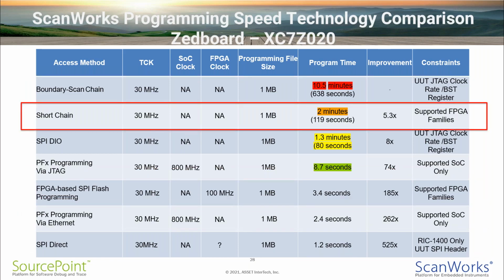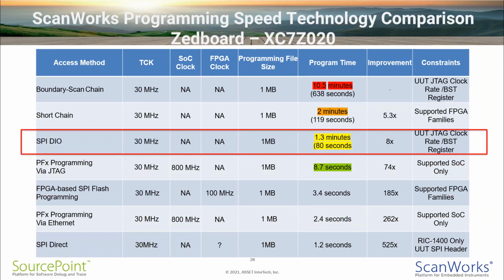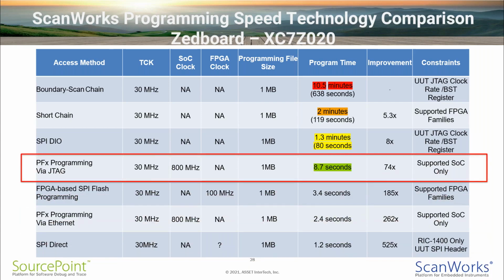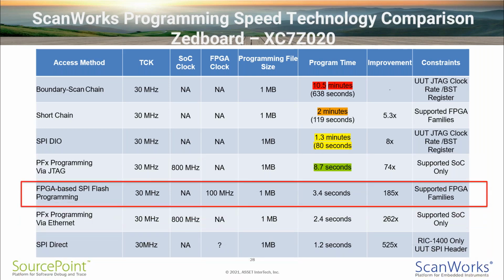The FFP short chain reprogrammed the FPGA scan length from 1,078 cells to just 7. The SPI DIO used the SPI DIO pins on the RIC 1400 JTAG cable to program the flash device connected to the PMOD header. The PFX programming using the target agent executed in the on-chip memory running at processor speeds, and the JTAG was the data pipe. The FFP programming, the FPGA with a flash player logic to control the SPI bus running at the FPGA clock speeds.